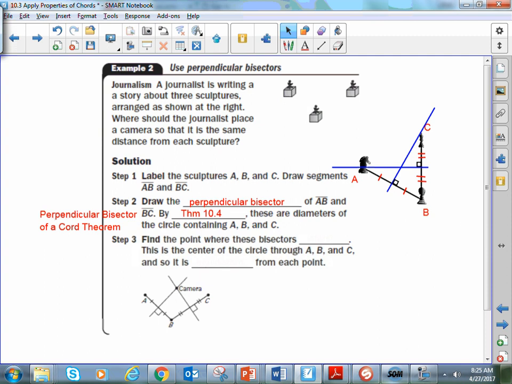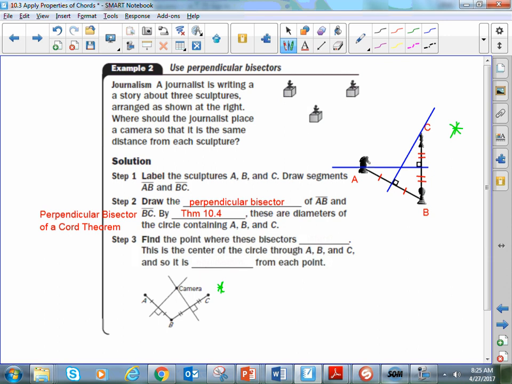Okay, so I kind of like the way that down here at the bottom, they are giving you what I'm giving you. So what they're giving you here and what I'm giving you here are essentially the same thing. But the question is, how do we know where to place the camera so that it's the same distance away from all three figures? Well, if it's the same distance away from all three figures, it must be the center of a circle where all three figures are on the circle itself.